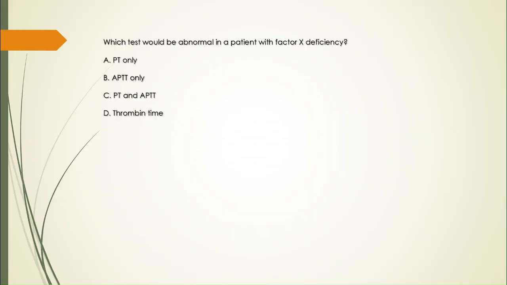Which test would be abnormal in a patient with factor X deficiency? A. PT only. B. APTT only. C. PT and APTT. D. Thrombin time.